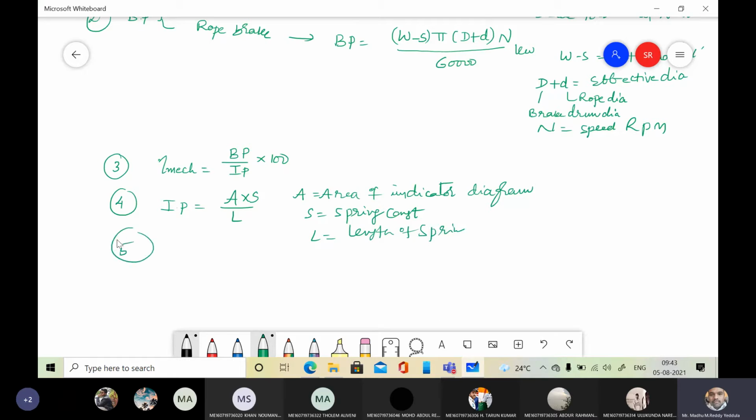The next formula, specific output. The specific output is defined as the brake output power per unit piston displacement. That is, brake power by unit piston displacement, which is the volume of the cylinder, BP by area into L. This is in kilowatt or watt, and area into length is in meter cube. Means the brake power developed per unit piston displacement is the specific output.